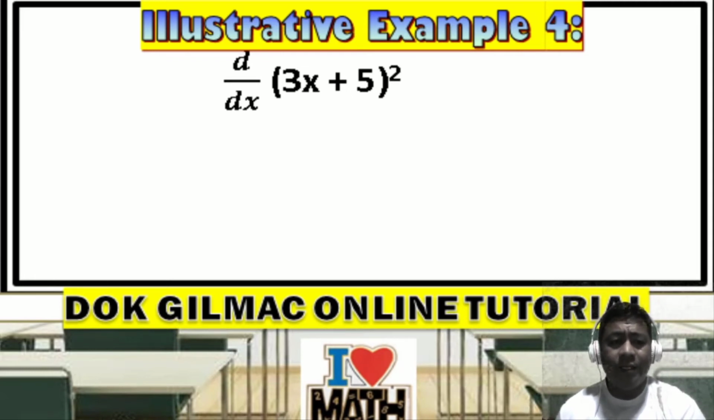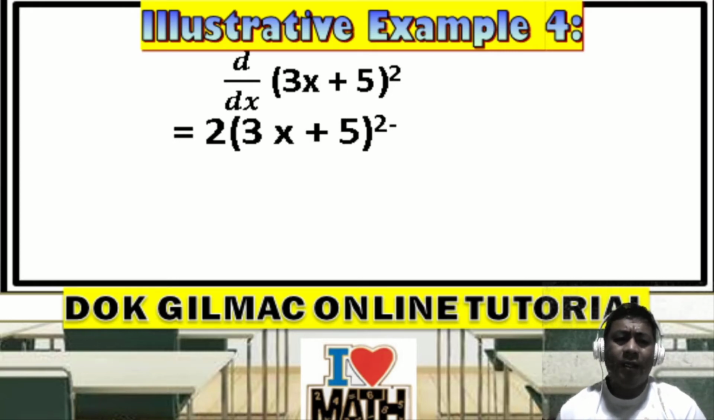Consider illustrative example number 4. d over dx of the quantity 3x plus 5 raised to 2. This time, we're going to apply the third power rule. Okay, the exponent of a function. The function is raised to n. So this is simply equal to 2 times the quantity 3x plus 5 raised to 2 minus 1 times the derivative of 3x plus 5.